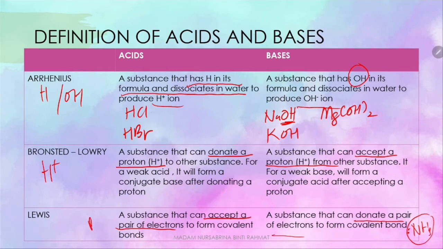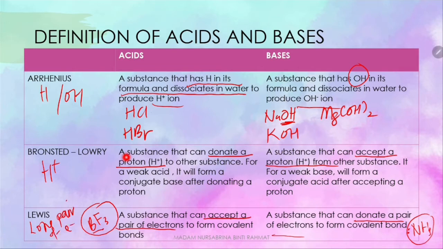And if I have BF3, this compound has an incomplete octet because boron only has 6 electrons around it. So that means this one can be my Lewis acid. NH3 can donate that pair of electrons on the nitrogen to form a dative covalent bond with the boron in the BF3, resulting in ammonia becoming a Lewis base and BF3 becoming a Lewis acid. So Lewis is all about lone pairs of electrons.